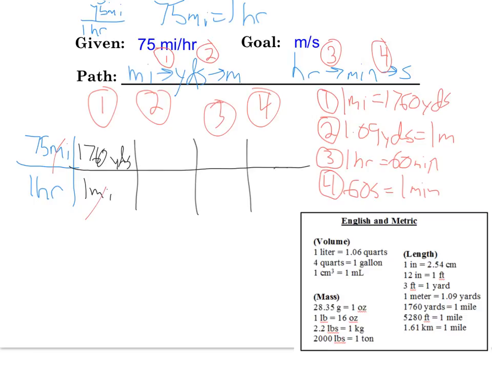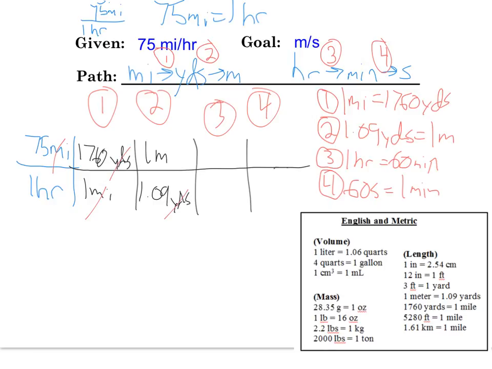Miles are going to cancel with miles, and now if we were to stop right now, we would be in terms of yards per hour, because we have yards on top, hours on bottom. That's not what we want. We want to get to meters per second. So we continue on, and now we have yards on top, so we need to get yards on bottom. And again, we are using our second conversion now. So I'm going to write 1.09 yards on bottom is equal to 1 meter.